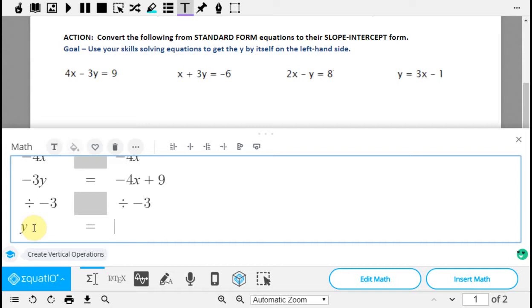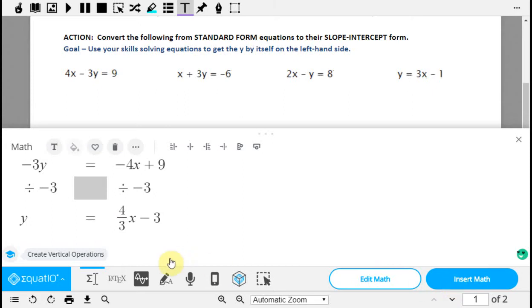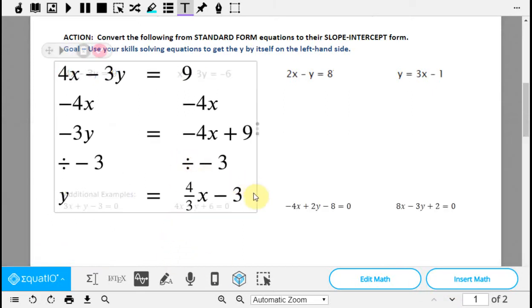So minus 4 divided by minus 3, we're going to write that as a fraction, same sign positive. Now you could put minus 4 over minus 3 on your calculator and press the equals button. It will give you positive 4 over 3 if you're not sure. So I will put a fraction 4 over 3x. And then the 9 is also divided by the minus 3. Positive 9 divided by minus 3, different sign negative, 3. So there's our y equals mx plus b equation. We've now converted this into standard form.